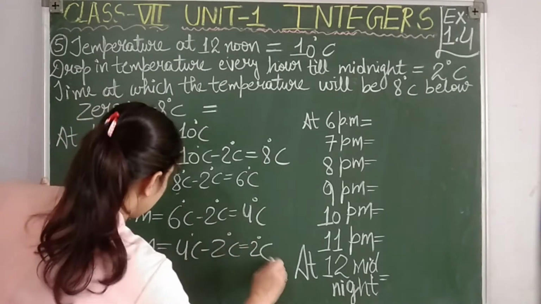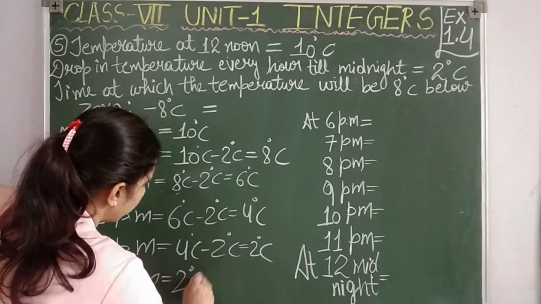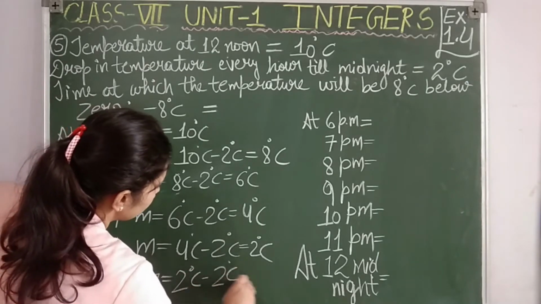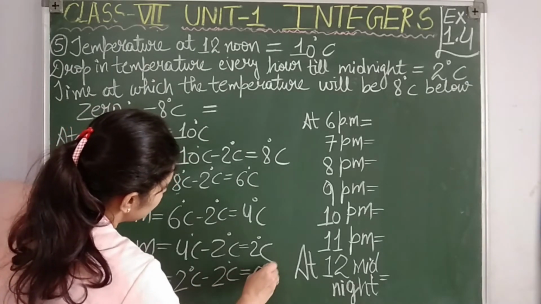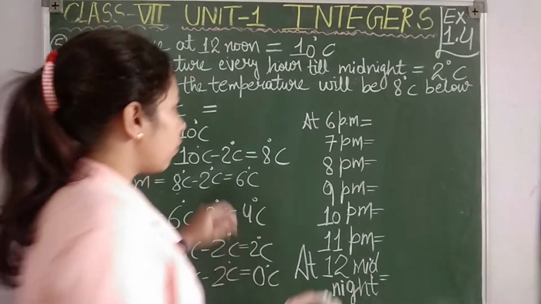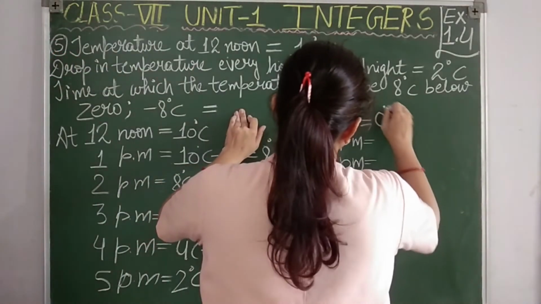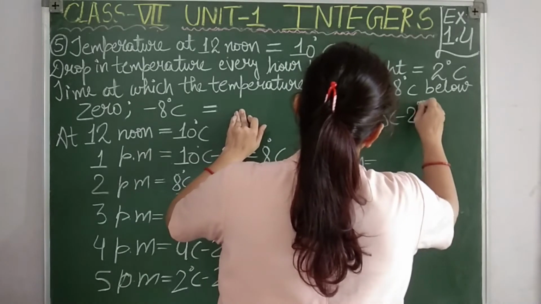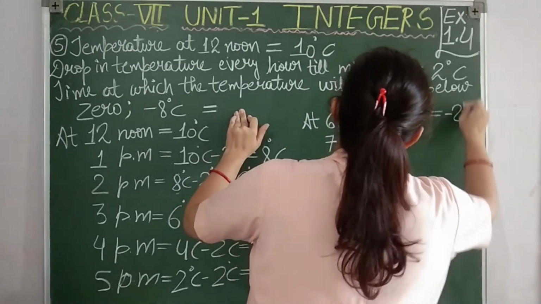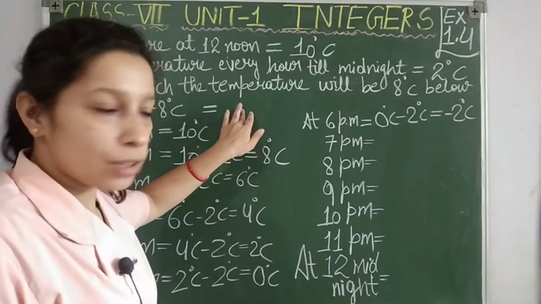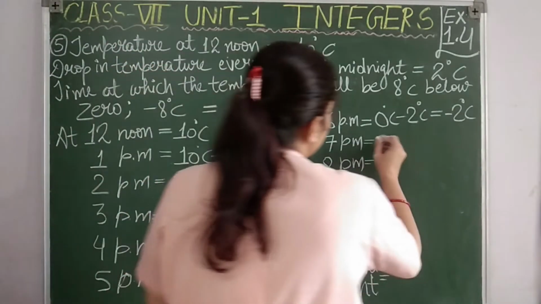2 degrees Celsius. Then again at 5 p.m., 2 degrees Celsius minus 2 degrees Celsius, we'll get 0 degrees Celsius. Then now the temperature is 0 degrees Celsius. Again it dropped by 2 degrees Celsius, so your result will be minus 2 degrees Celsius. Clear, students? Then at 7 p.m.